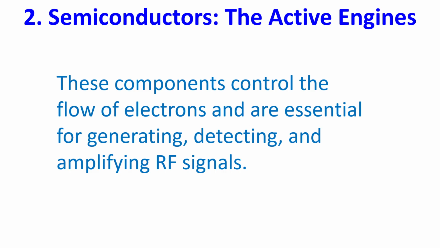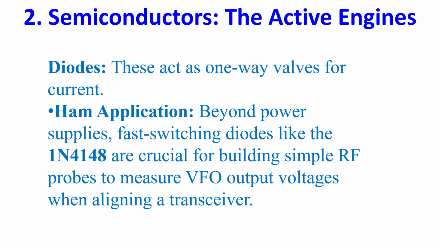Semiconductors, the active engines. These components control the flow of electrons and are essential for generating, detecting and amplifying RF signals. Diodes. These act as one-way valves for current. Ham application. Beyond power supplies, fast switching diodes like the 1N4148 are crucial for building simple RF probes to measure VFO output voltages when aligning a transceiver.